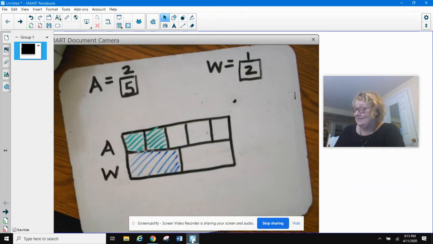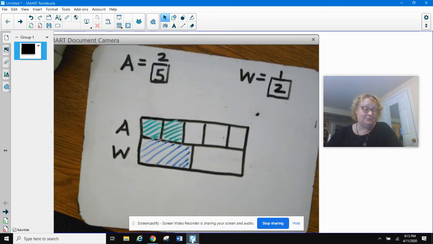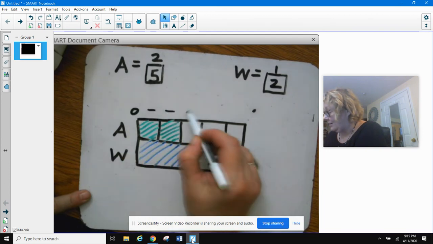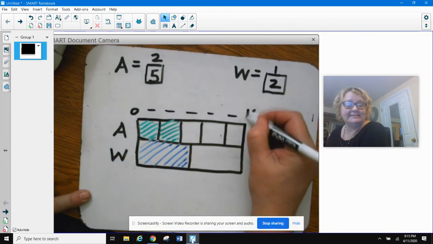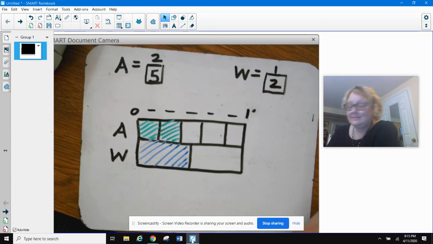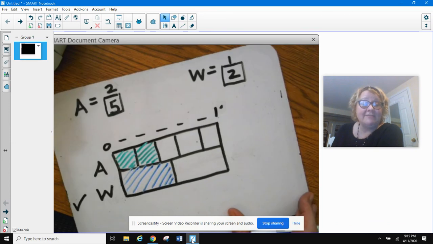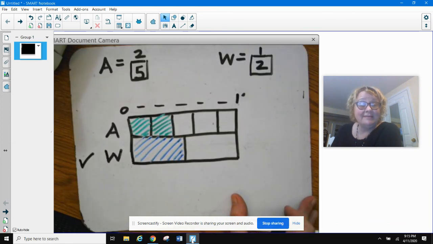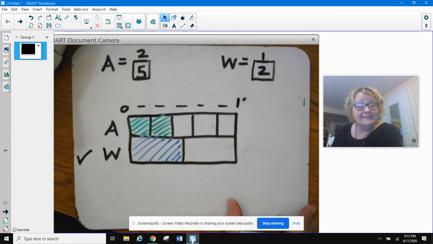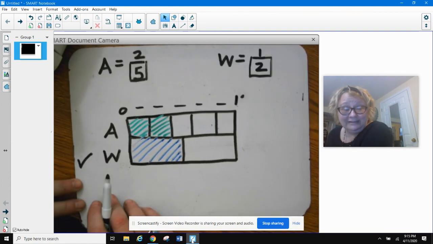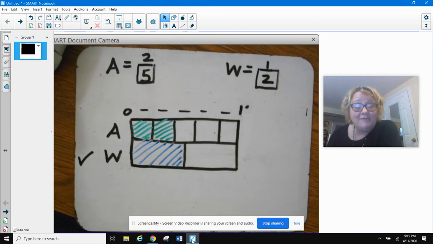Now I think that we can see that if this were the beginning of the mile, we were at 0 here, and when they walked a whole mile. So think about distance. Who walked the farthest? Waylon did. Waylon, 1/2 is larger than 2/5. And if you were answering this as a short answer response, you would want to write that out completely. 1/2 of a mile is further than 2/5 of a mile.